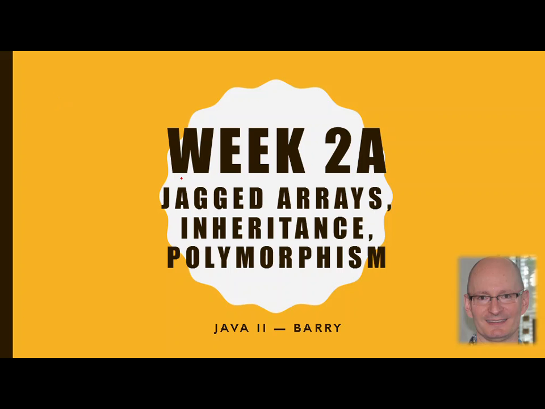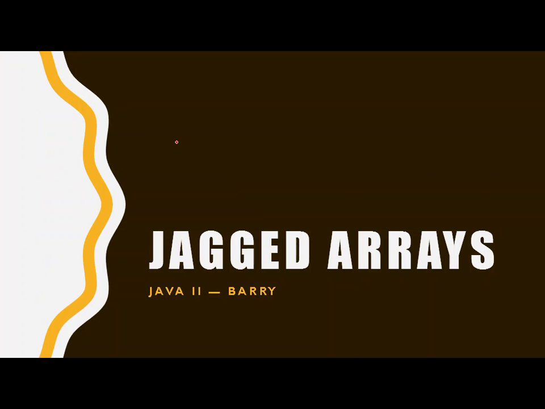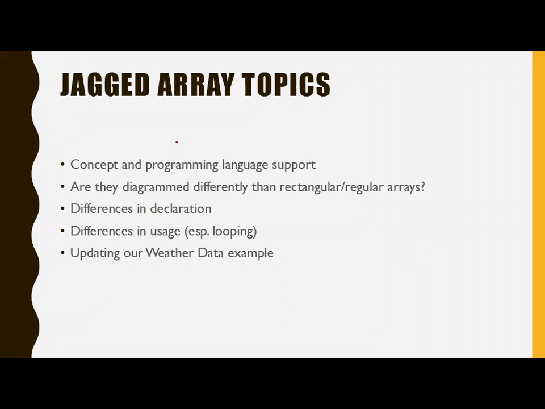So let's start in and talk a little bit about jagged arrays and how they're different from what we've seen before with our standard two-dimensional arrays. Let's go down to this slide. Okay, so we're going to talk a little bit about what they are and how they're supported in different programming languages, because they're not always supported exactly this way. And also, of course, because everything's going to be diagrammed, how are they diagrammed differently? Well, turns out not too differently.